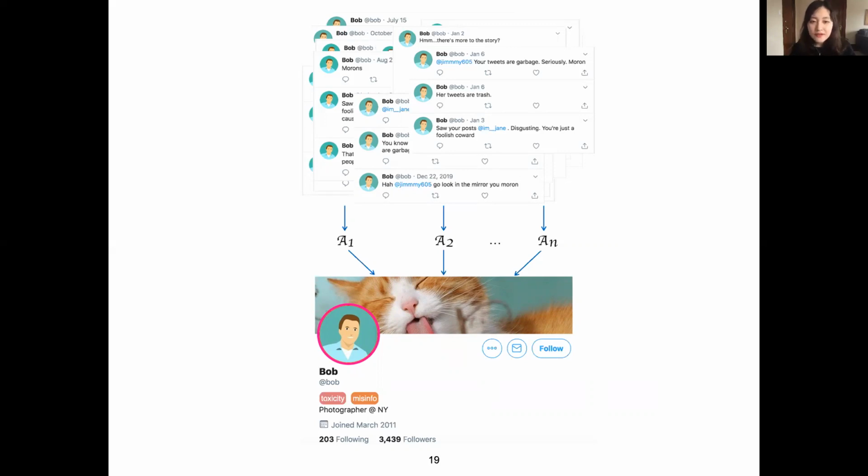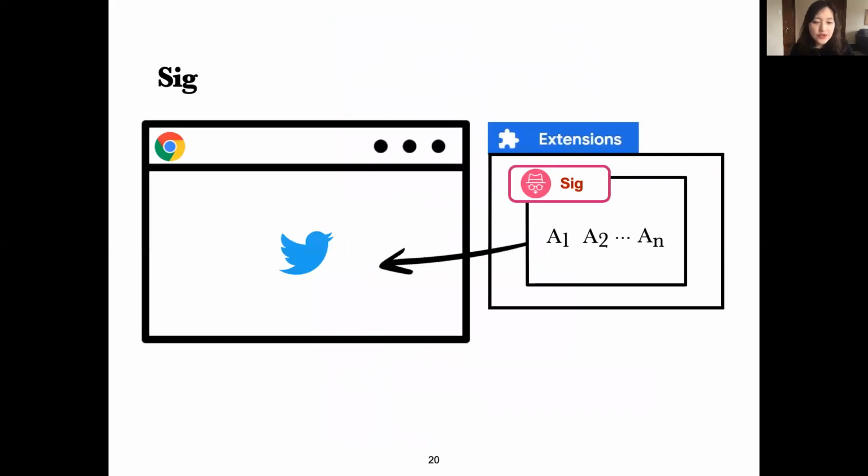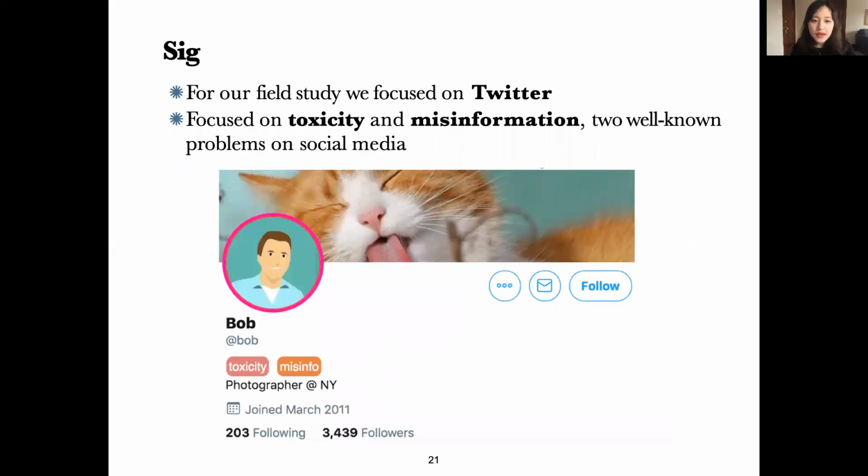So far, I've introduced the concept of S3s, but in our work, we also built a system called SIG to actually test how S3s work in real-world platforms. And SIG is an extensible Chrome extension, and for those that don't know what a Chrome extension is, it's a piece of software that augments on top of existing websites in Chrome. So SIG works on many social platforms in Chrome, and you can embed any kind of algorithms to derive different kinds of S3s. But for our field study, we focused on Twitter, and we focused on toxicity and misinformation because we thought these are two well-known problems on social media.